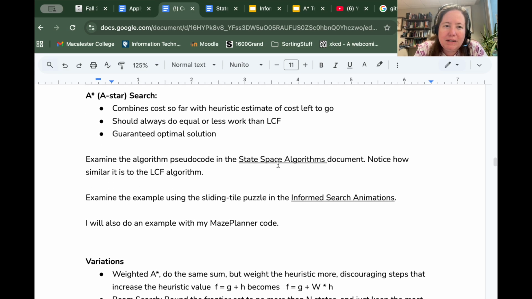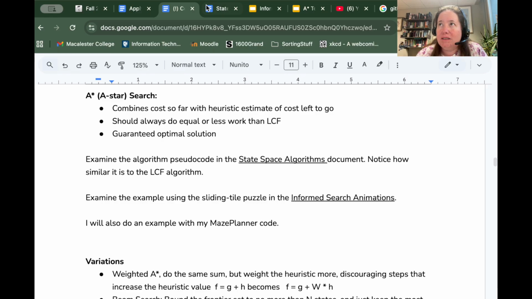All right, A star search. Some things that we know about it: it's optimal. It should always do no more work than least cost search. It may equal least cost search. It may do the same amount of work, but it should never be the case that it is so misled that it does extra work. If you see that happening, that may mean there's a bug in your implementation, or your heuristic is not correct, that your heuristic is overestimating.